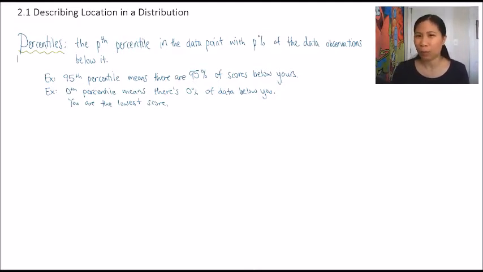You've probably heard about this before. It shows up on your transcripts. So it does show what percentile you are. And a percentile is just basically saying what percent of the data is below you. So if you fall within the 95th percentile, that means there's 95% of the data below you.